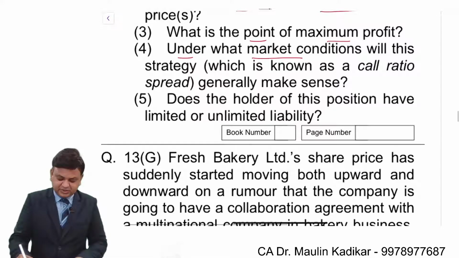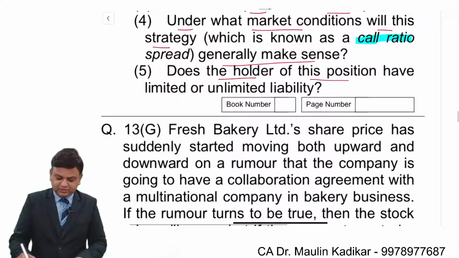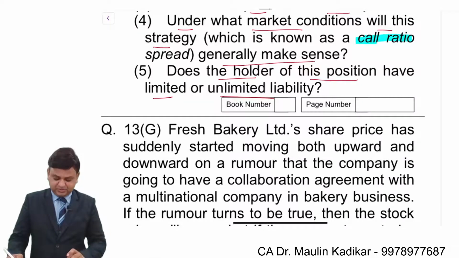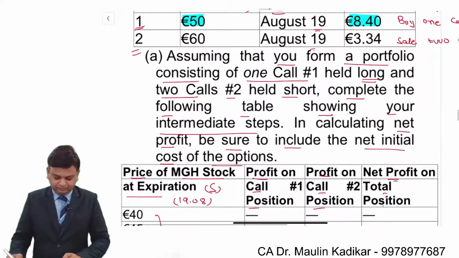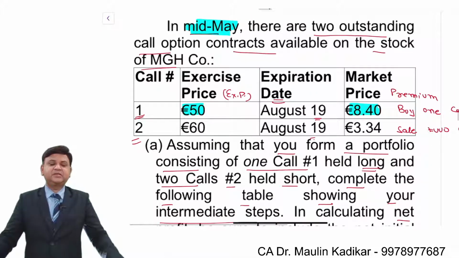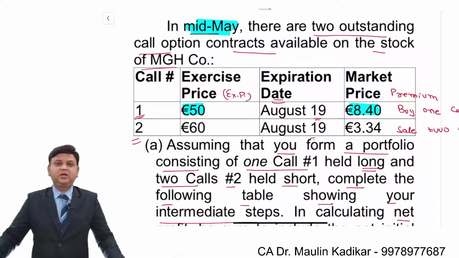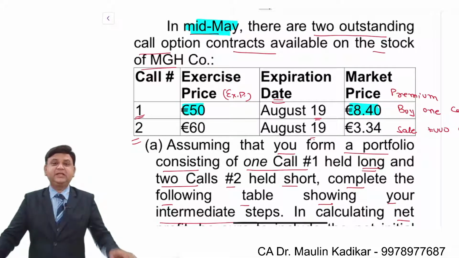Under what market condition will this strategy generally make sense? And this strategy is given a name, call ratio spread. Does the holder of this position have limited or unlimited liability? That is the question. Everybody is requested to go through the question and tell me what must be the amount of the initial premium that we have to write in the profit or loss calculation.